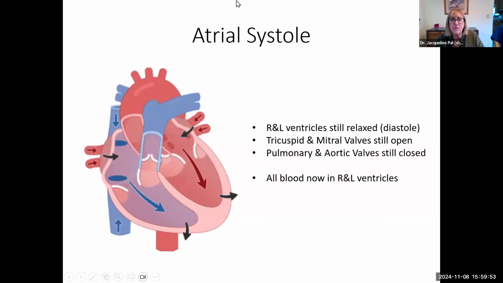And the first part of the phase is atrial systole. So when we have atrial systole, the ventricles are still in diastole, the tricuspid and mitral valves are still open, and the pulmonary and aortic valves are still closed. The only thing that is changing is the right and left atria are contracting, and that's because of the impulse being spread from the sinoatrial node. So whatever blood was still in the atria has now passed through the tricuspid and mitral valve, so all the blood is now in the ventricles.